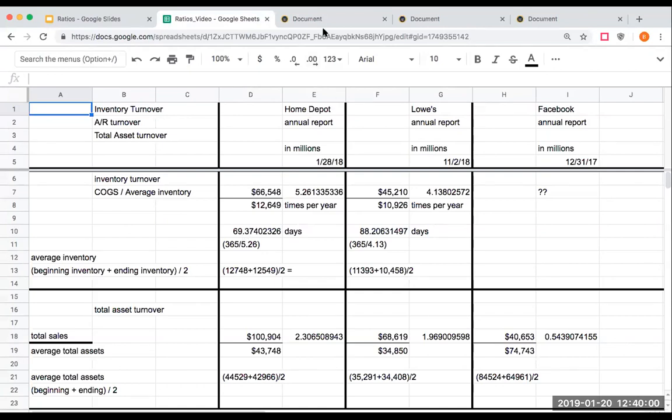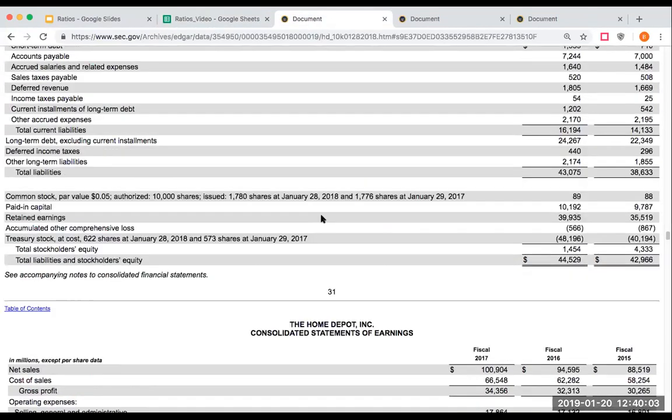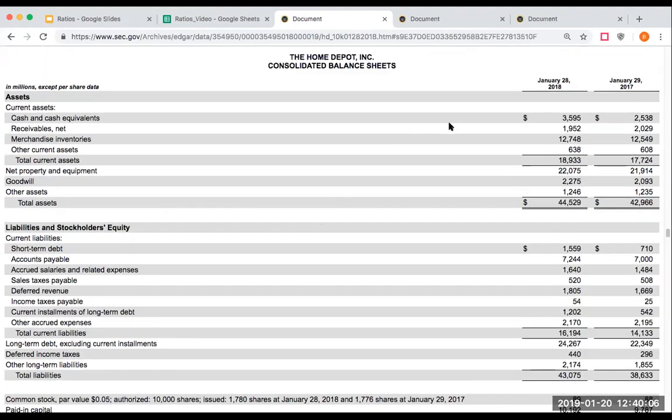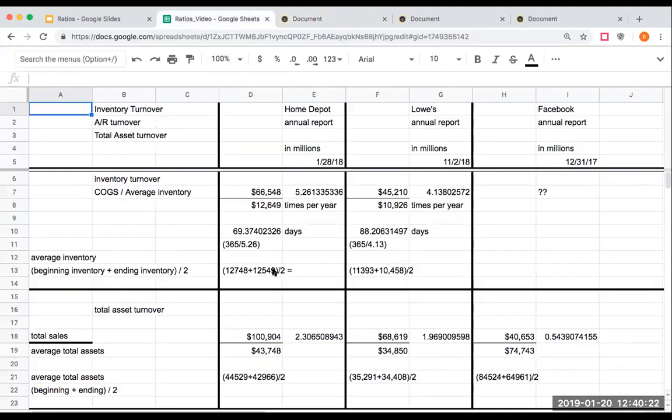And then I have to say, what is my average inventory for Home Depot? Well, it's my beginning inventory, which is the ending merchandise inventory from last year, or $12,549 million, plus the current merchandise inventory of $12,748 million. And so here what I get is I'm dividing those through, and my average inventory for the Home Depot is $12,649 million.